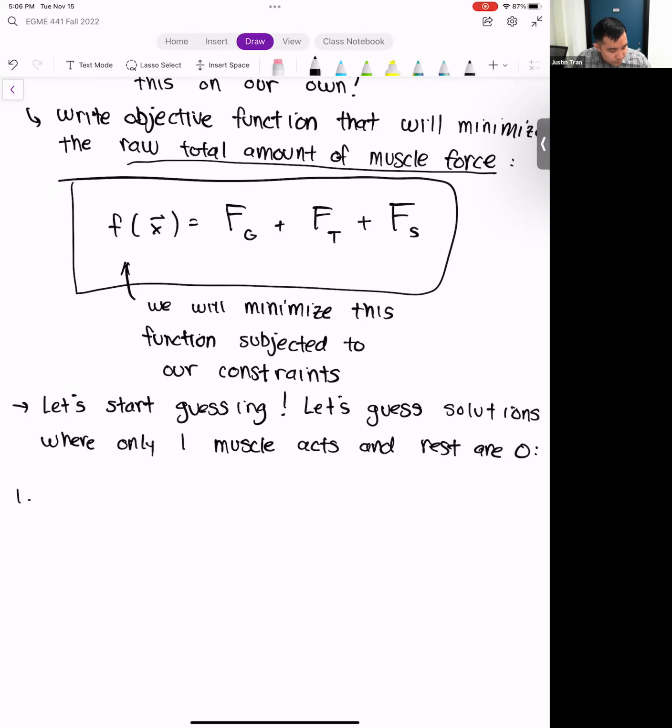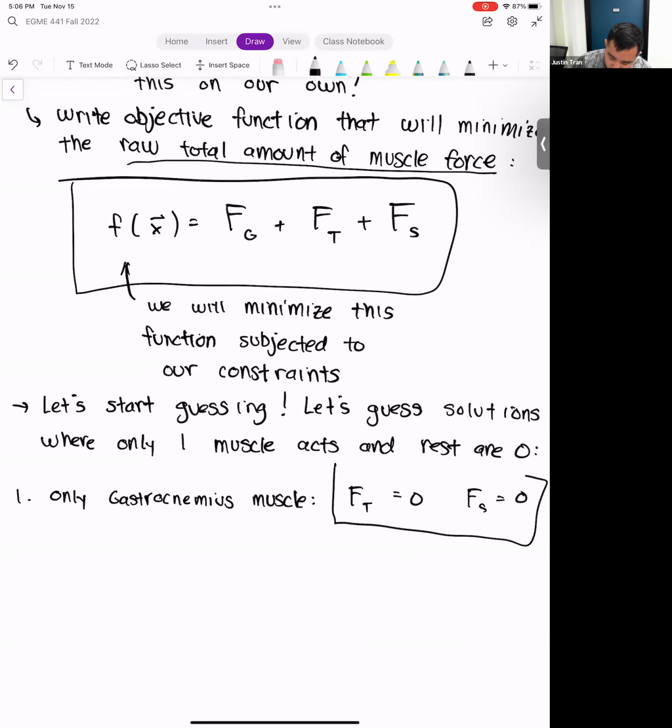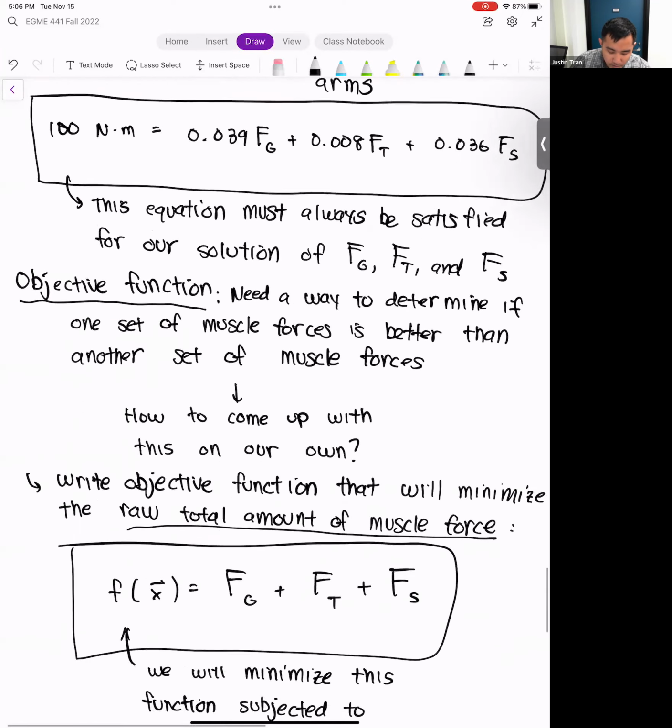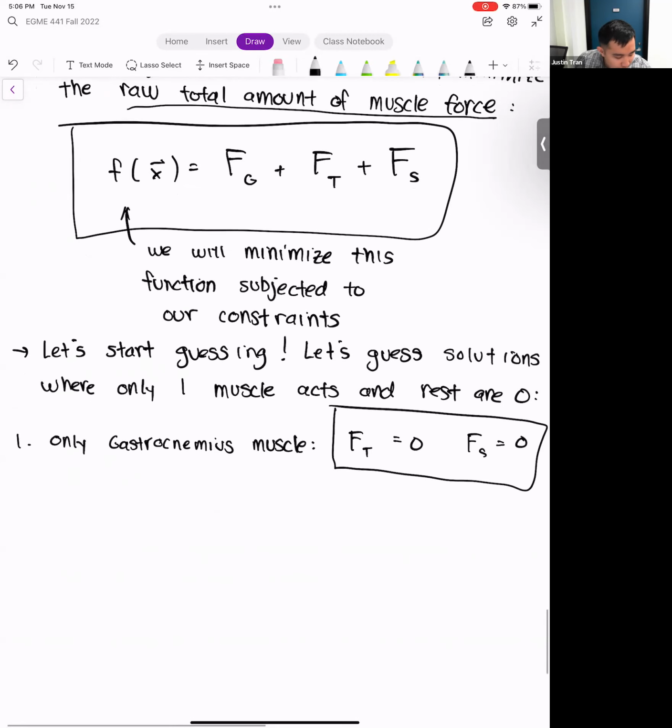All right, so let's do a first guess where only the gastrocnemius muscle is going to act. Okay. So if only the gastrocnemius muscle is going to act, then FT is equal to 0 and FS is going to be equal to 0. Okay, and so that's two of our muscle forces already. Right, and then the last equation that we'll use to solve for the gastrocnemius muscle is our constraint.